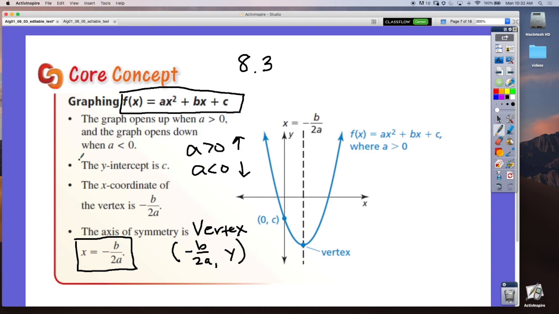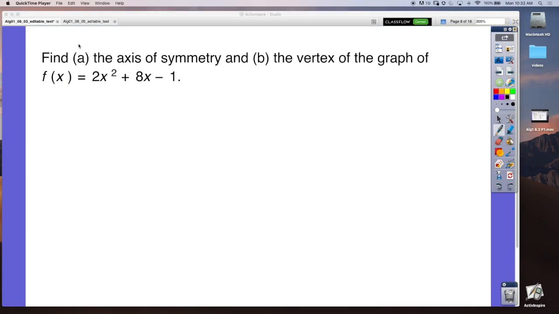The last one here is C. C is always the y-intercept, but it has to be in this form. Okay, let's start with the axis of symmetry and the vertex. The easiest thing to do is to write down what A, B, and C are. So what's A here? 2, good. What's B? 8, good. And what's C?